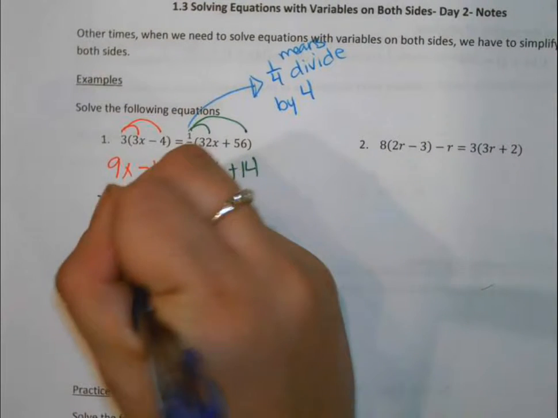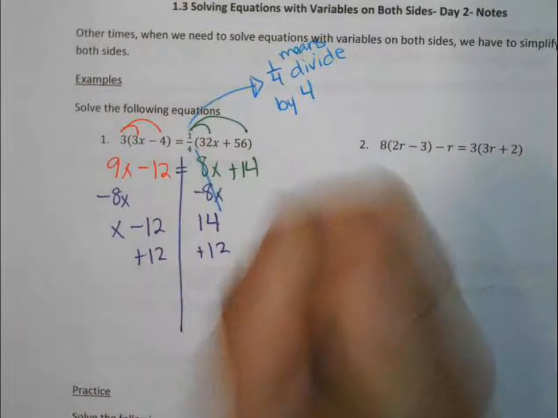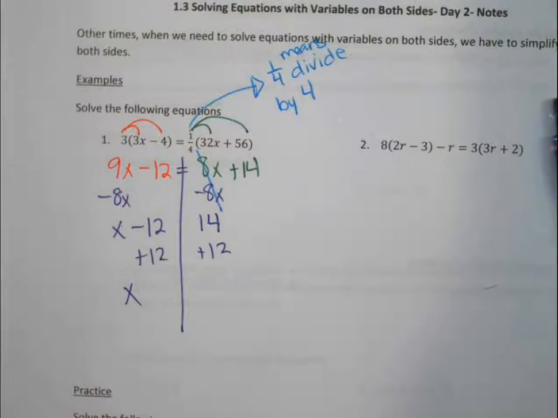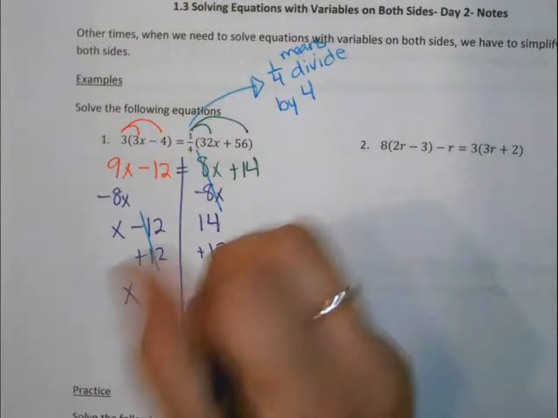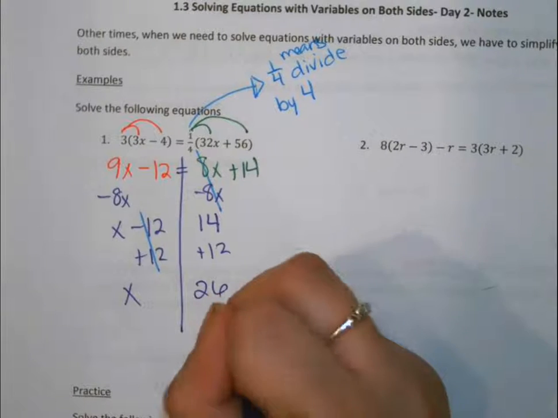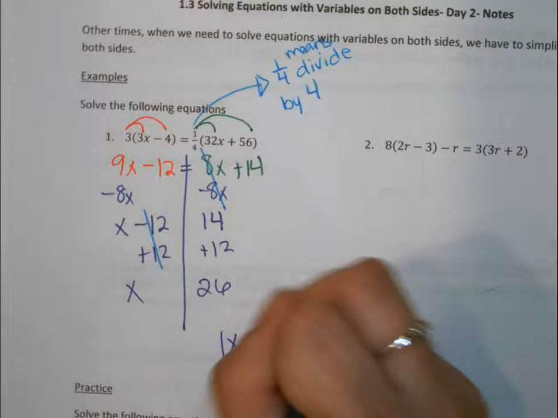Then I want to go ahead and add 12 to both sides. I get x on the left, the 12's cancel out, and then I get 26 on the right. So my answer for number 1 is x equals 26.